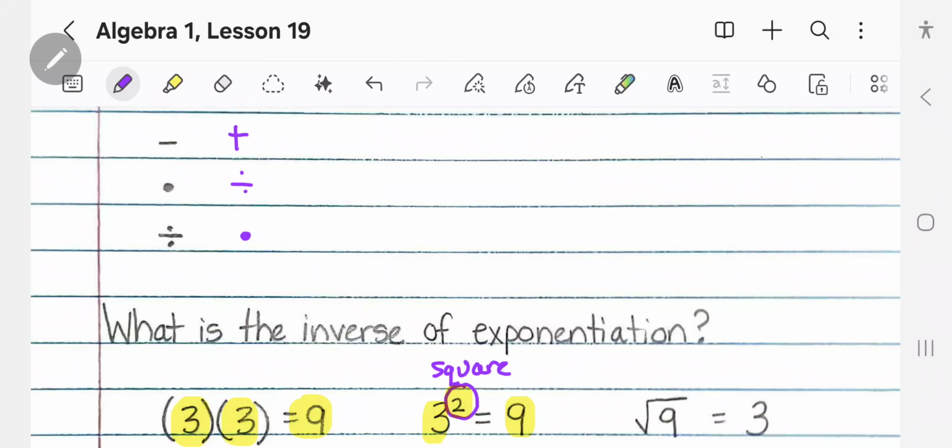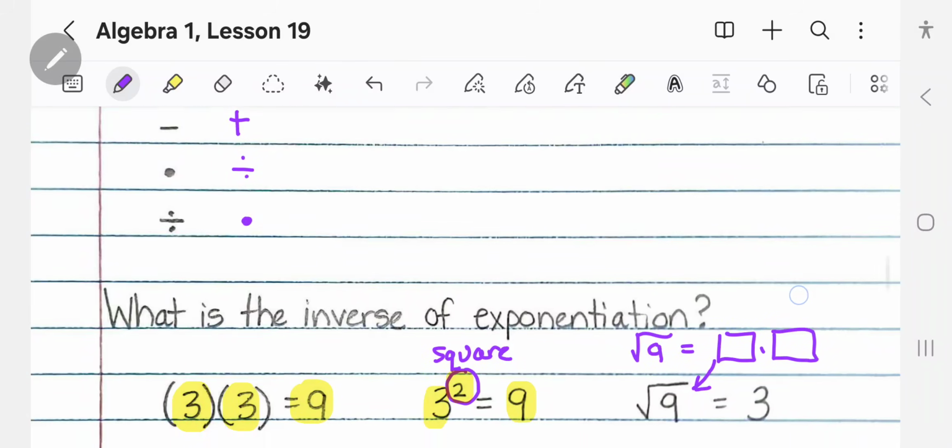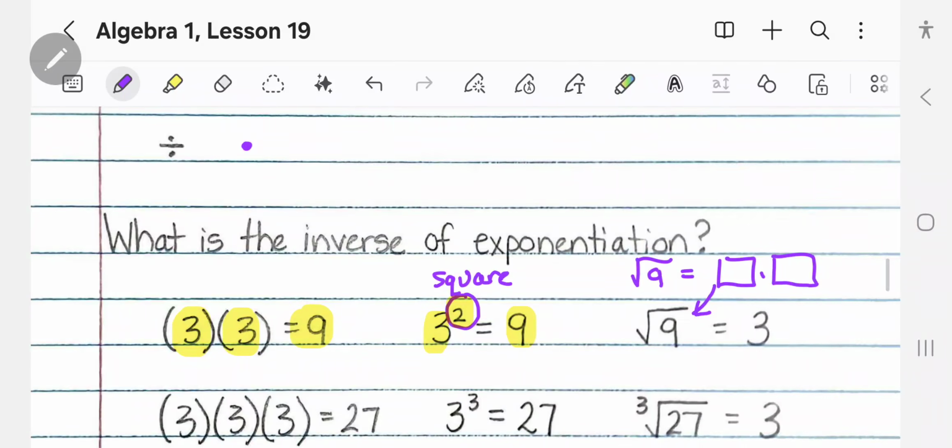It basically is saying, what number times itself, a total of 2 factors, would give me 9? Well, the only number that would work would be 3 because 3 times 3 is 9. Let's look at the next example.